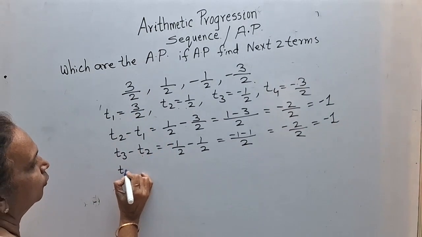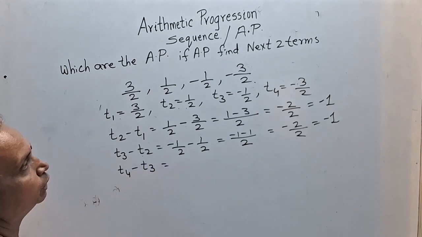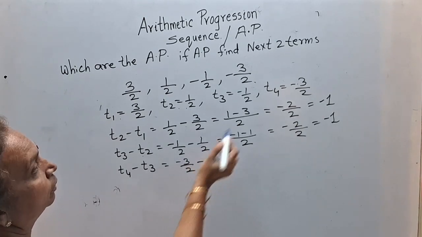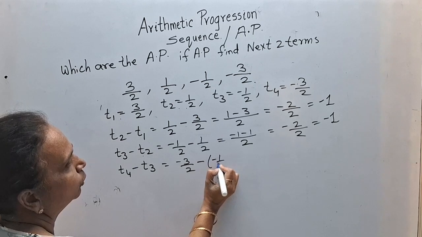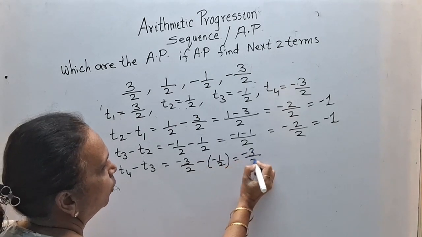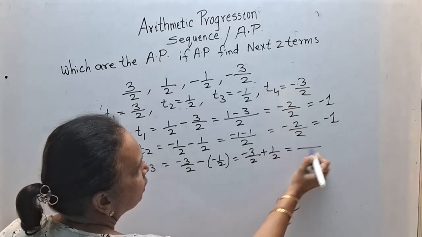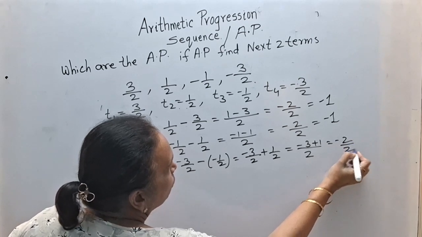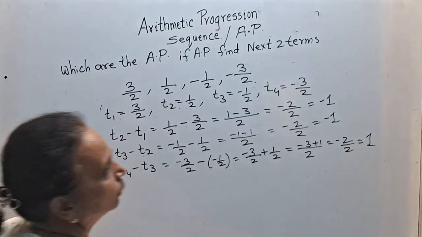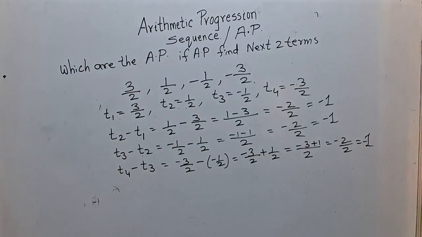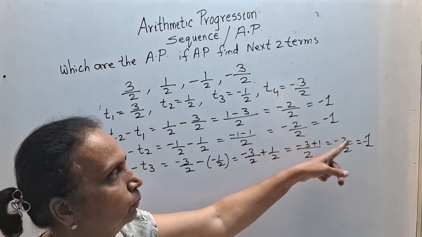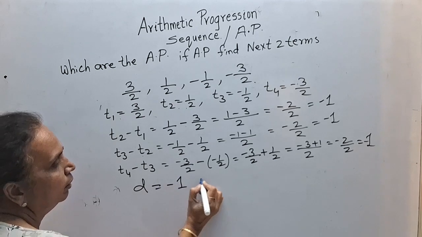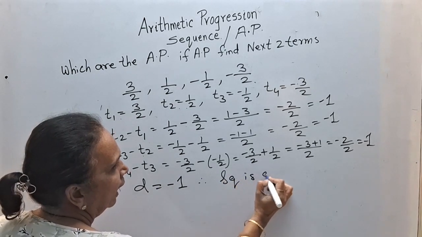Now again, T4 minus T3 is minus 3 upon 2 minus T3, which is minus 1 upon 2. That is minus 3 upon 2 plus 1 upon 2. The common denominator is 2, minus 3 plus 1, that is minus 2 upon 2. That is again minus 1, sorry. So you will see the common difference is minus 1, minus 1, minus 1. So it is an AP. You write the common difference D is equal to minus 1. Therefore, the given sequence is an AP.